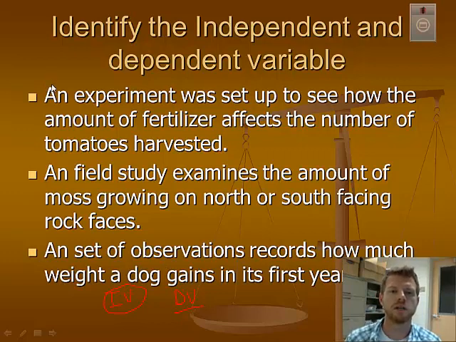First one, an experiment was set up to see how the amount of fertilizers affect the number of tomatoes. Our independent variable is the amount of fertilizer. We can change that. We can see, put so many milliliters of fertilizer into various plants.